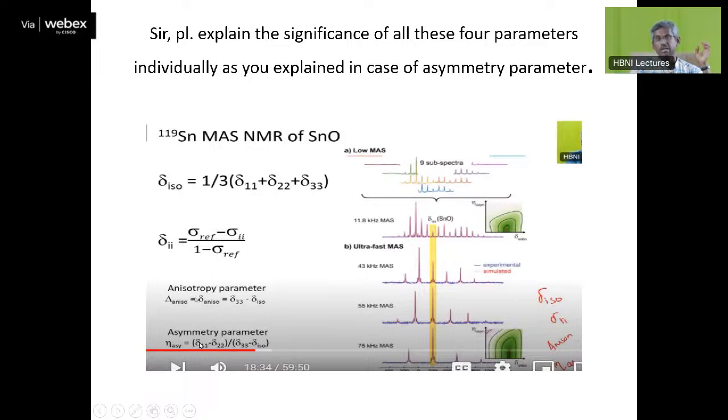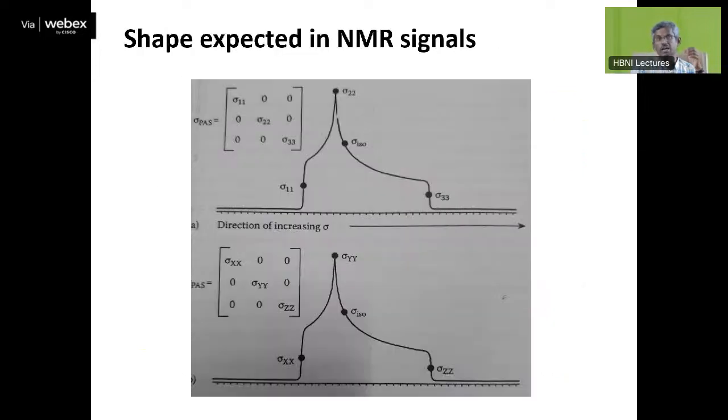Many times delta 11 is equal to delta 22. Then we say it's an axially symmetric system. Probably today also I may give an example, and I will discuss with you. When delta 11 is equal to delta 22, it is an axially symmetric system. I think I have written it here.